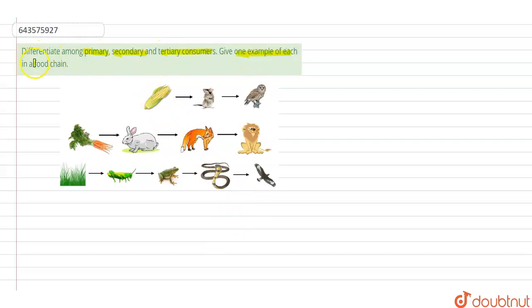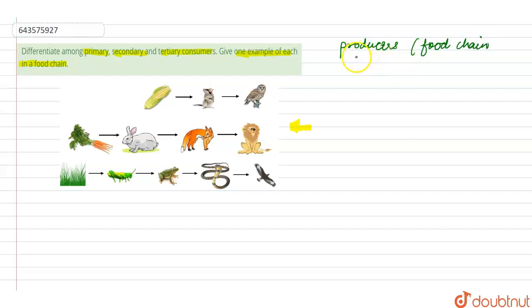Hello students, in this question we need to differentiate between primary, secondary and tertiary consumers, giving one example of each in a food chain. So here we have a diagram which shows different types of food chains, so that it is easier for us to understand. The first thing is that the producers are the plants in any food chain, and these are the ones which lie at the first trophic level, or the lowermost trophic level.